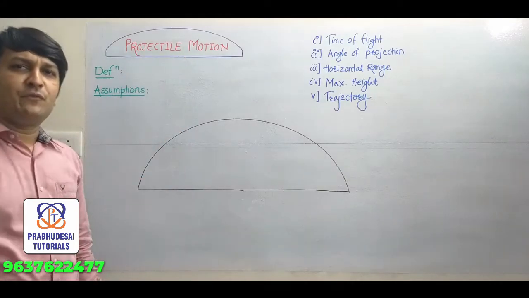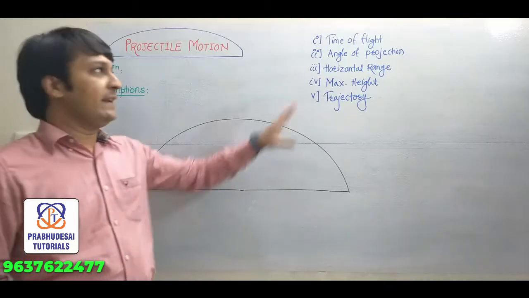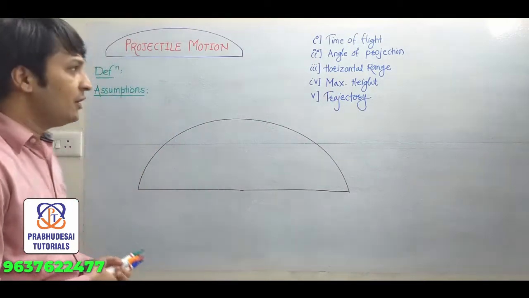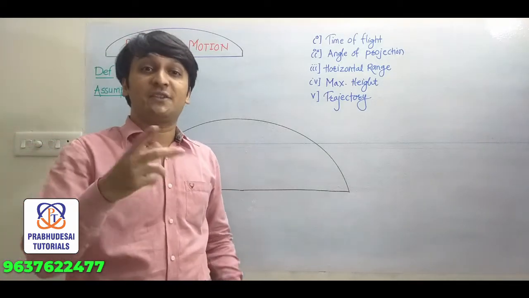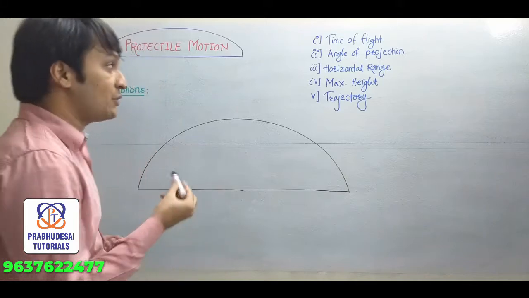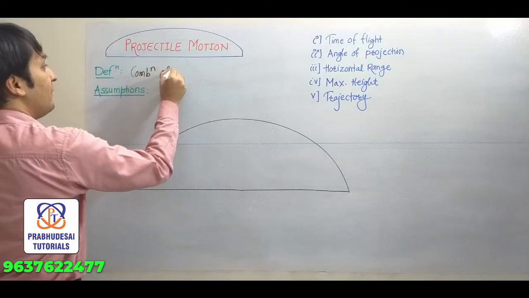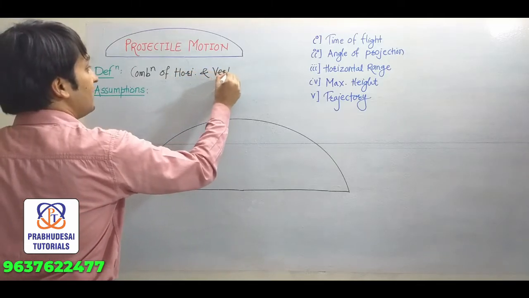Projectile motion. We'll discuss the complete basics of projectile motion today, with a figure and some of the definitions, and we'll also derive one equation. What do you mean by projectile motion? Projectile motion is a combination of horizontal as well as vertical motion. I repeat, it is a combination of horizontal and vertical motion.